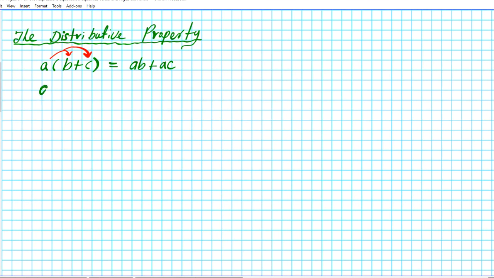What if you have A times the quantity B minus C? In this case, we're going to distribute again. So A times B minus A times C. So we're going to have AB. Now, instead of plus, as was the initial case, it is going to be minus AC. Alright, so there goes the distributive property. Now let's go ahead and try out some examples.